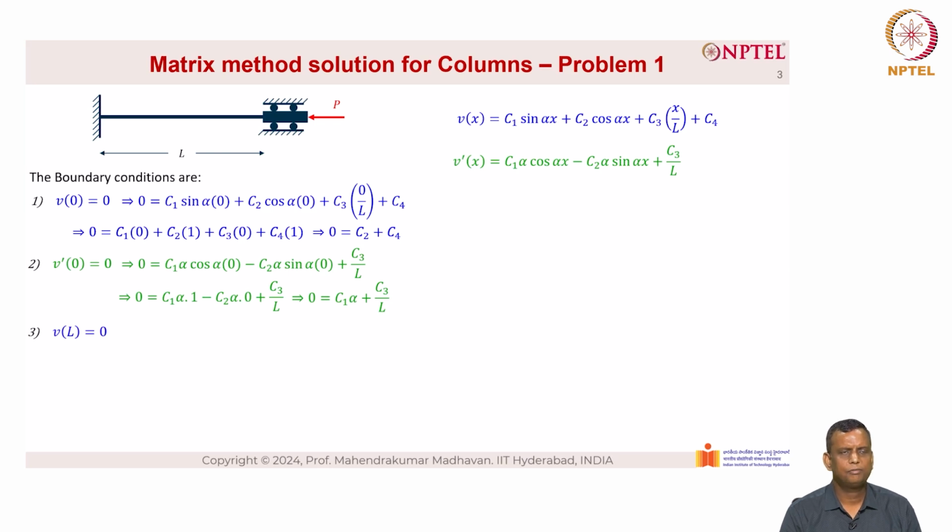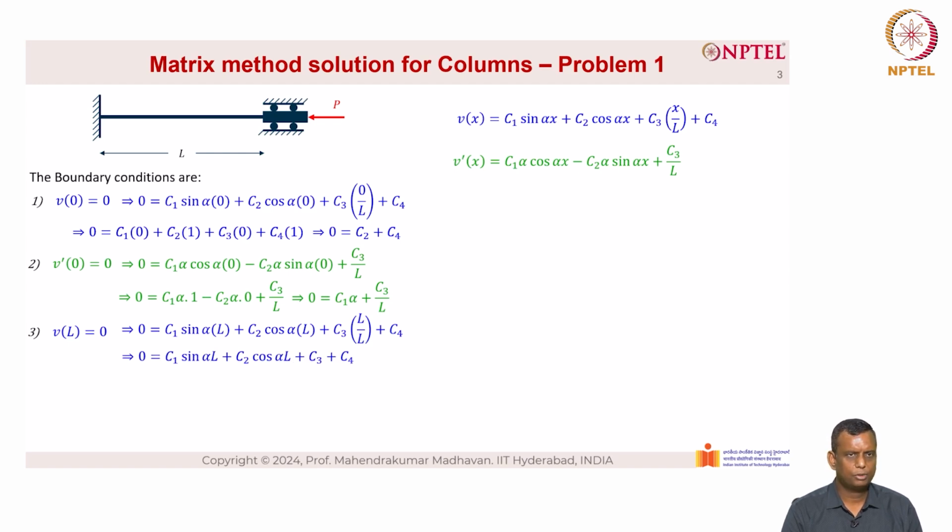The third boundary condition is V of L equal to 0. Basically, at length L, the lateral displacement is 0, which is given as 0 equal to C1 into sin alpha L plus C2 into cos alpha L plus C3 into L by L plus C4. This can be simplified further as 0 equal to C1 sin alpha L plus C2 cos alpha L plus C3 plus C4. Now, V dash of L is equal to 0. Basically, the slope at the right hand end is also 0. So we have 0 equal to C1 into alpha into cos alpha L minus C2 into alpha into sin alpha L plus C3 by L. This gives rise to the equation 0 equal to C1 alpha cos alpha L minus C2 alpha sin alpha L plus C3 by L.